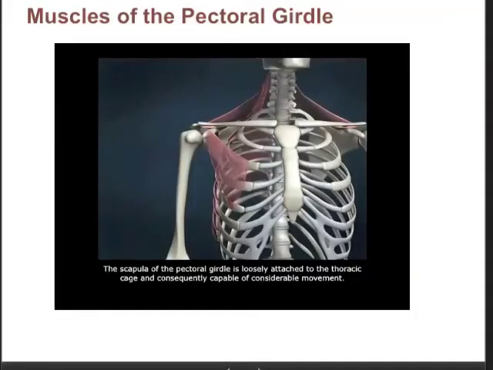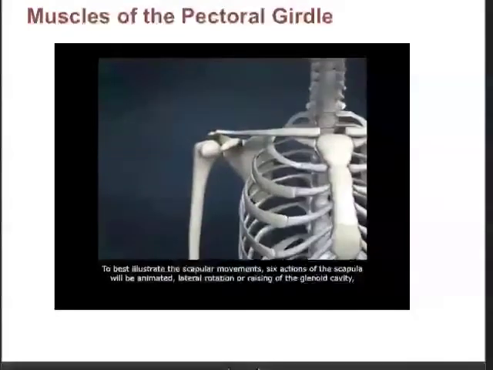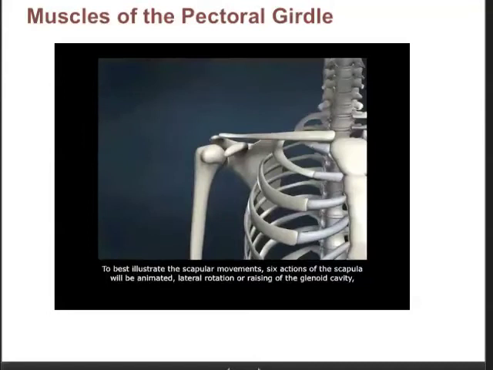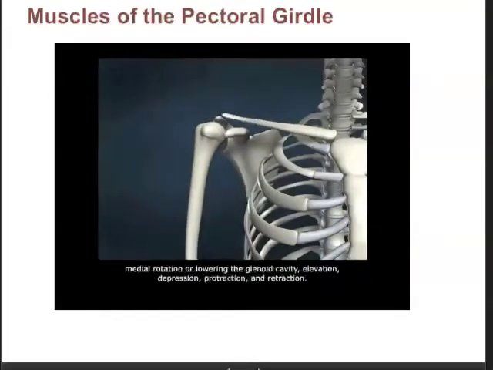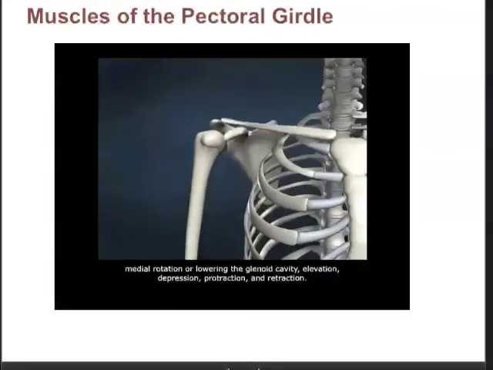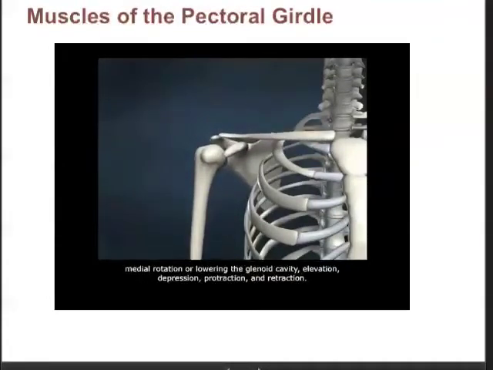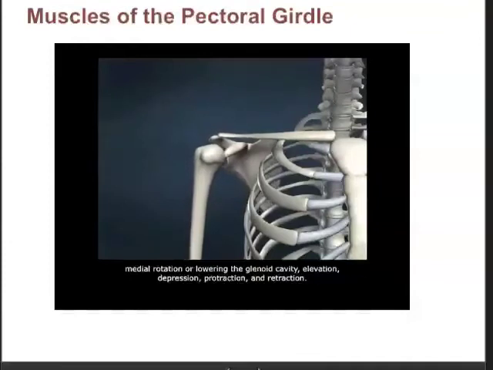The scapula of the pectoral girdle is loosely attached to the thoracic cage and consequently capable of considerable movement. To best illustrate the scapular movements, 6 actions of the scapula will be animated. Lateral rotation, or raising of the glenoid cavity. Medial rotation, or lowering the glenoid cavity. Elevation. Depression. Protraction. And retraction.